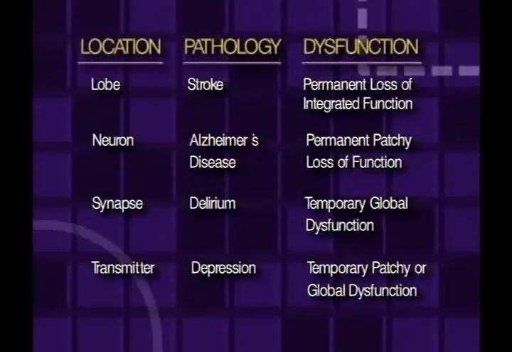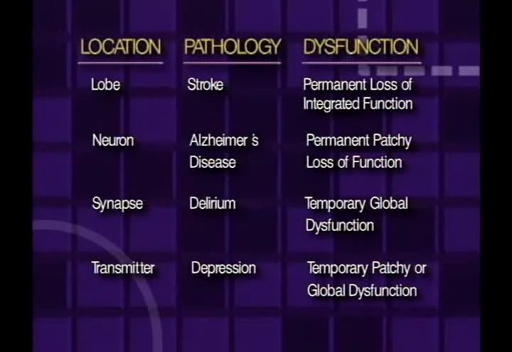We've talked about lobes of the brain, we've talked about neurons, we've talked about synapses, and we've talked about transmitters. What is the pathology that is associated with damage at each level? Well, for instance, when you damage an entire lobe, as what you see in a stroke, then you lose an entire function. For instance, the ability to move one side of your body. As opposed to if you just have damage to neurons, as when you see in Alzheimer's disease. There you get patchy focal loss of function.